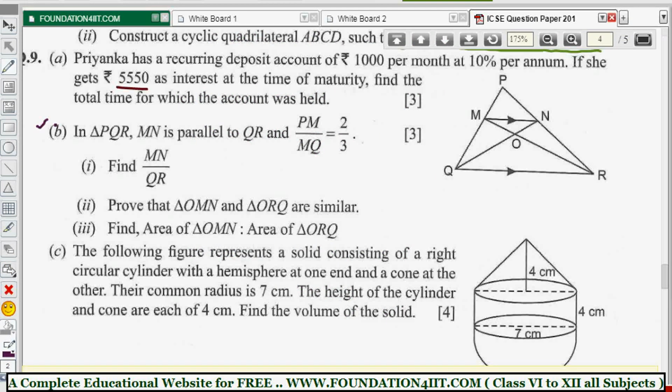In triangle PQR, MN is parallel to QR. You can see the diagram here. MN is parallel to QR and PM by MQ is 2:3, that is 2 by 3. Then we need to find out MN by QR first. So we'll take it one by one.